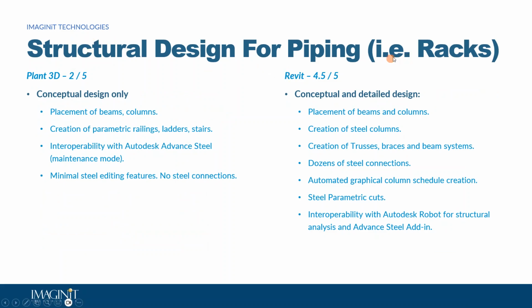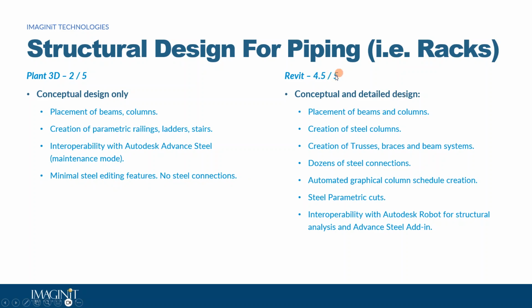Structural design for piping, for example racks or piping racks. So Plant 3D has just some very basic tools for structural design. So it's conceptual design only. You can place beams and columns. You can create parametric railings, ladders, and stairs. There's some interoperability with Autodesk Advanced Steel, or more like an export to Advanced Steel. But Advanced Steel itself is in maintenance mode, but it's still a powerful software that is used for steel fabrication. Minimal steel editing features, no steel connections.